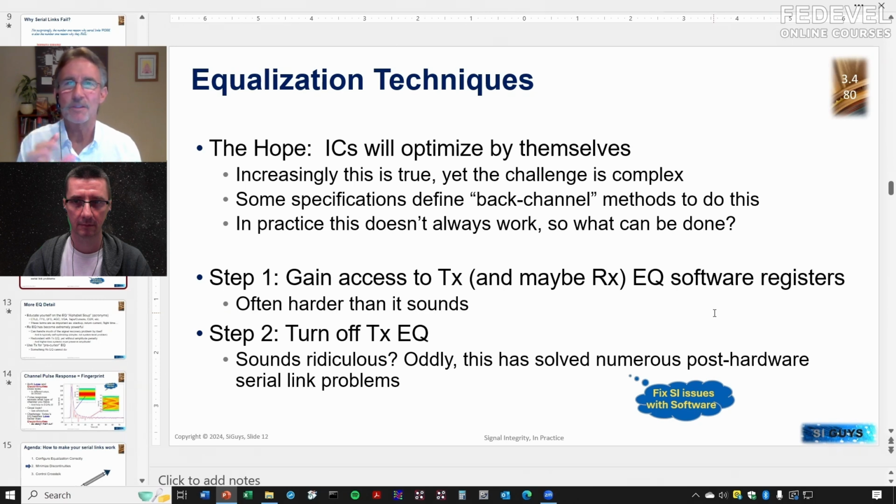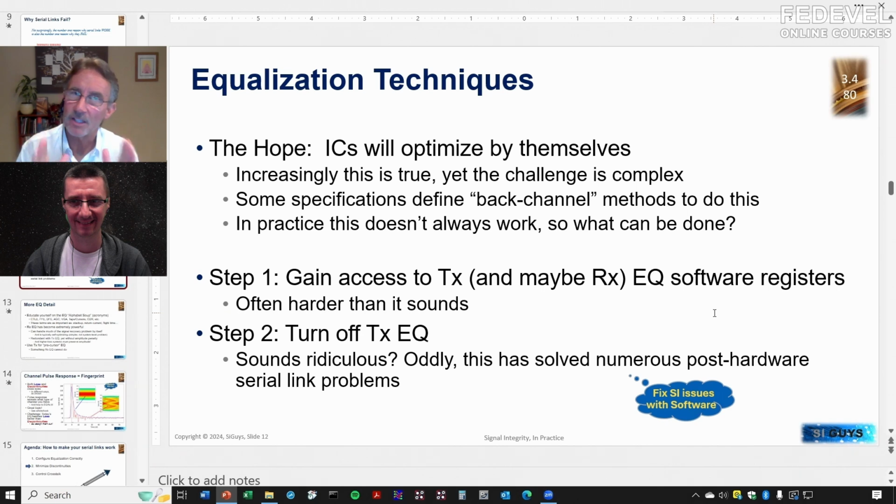And so if your equalization is not working, now this is a gross oversimplification, but step one, go figure out how to access your TX equalization register, right? And like, well, that's easy. Well, in a big company, it's not, because the software is controlled by someone on the other side of the planet. In a small company, if you're a hobbyist or whatever, you've got the whole thing, so you can find that register and you can program that register.